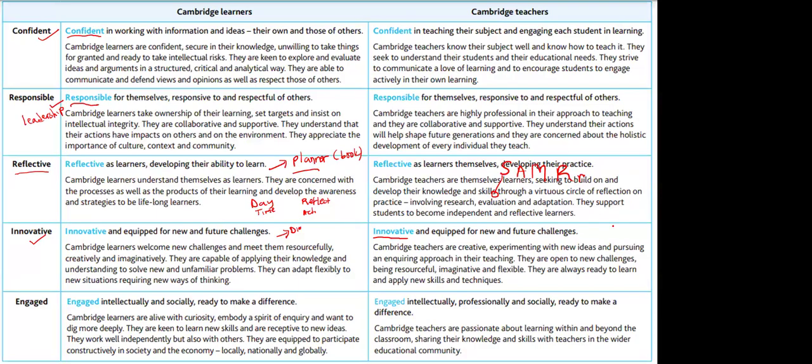The SAMR model is organized in this form. We have S, we have A, we have M, and R. S is the lowest level, which means substitution. So whenever you stop at the first level, substitution, that I'm going to class, as long as I have a projector, I'm innovative, I'm creative. No, that is not enough. You are still at a lower level. If it is in learning, it means you are still at primary level. But now, if we can move on, instead of just being at the substitution level, you move on to augmentation level, modification level, and then the redefinition level.